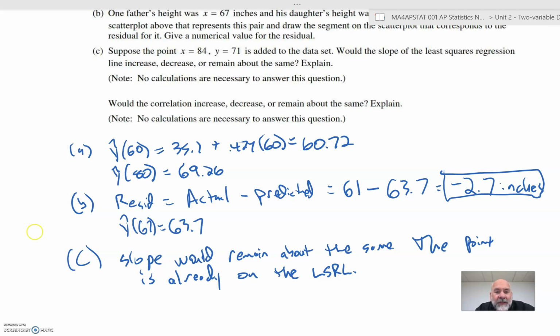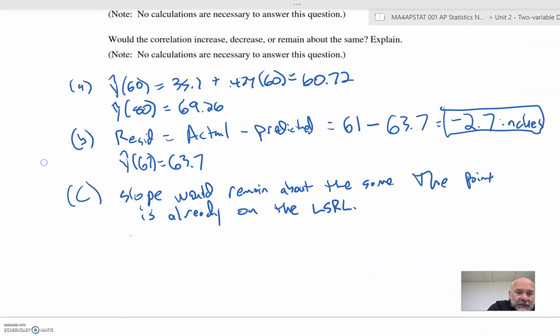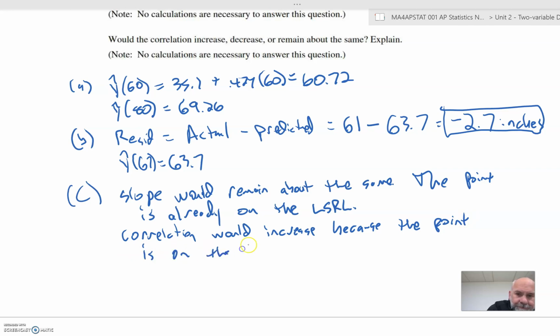Would the correlation increase, decrease, or remain about the same? The correlation is already positive, and it would get even stronger with that point. High leverage, right on the line, so the correlation would be stronger, and therefore the correlation would increase. The correlation would increase because the point is on the line already, and I'm going to be out of time, and it has high leverage.